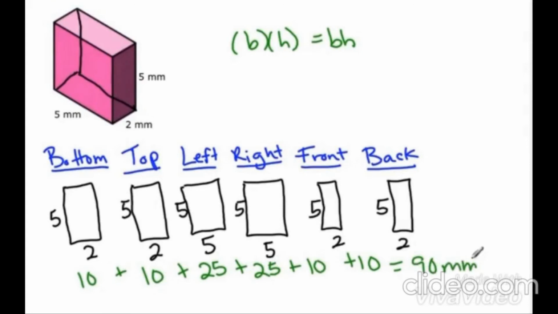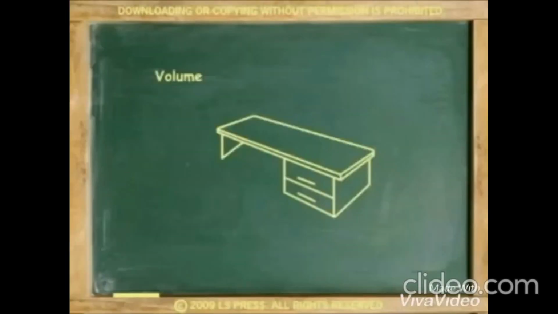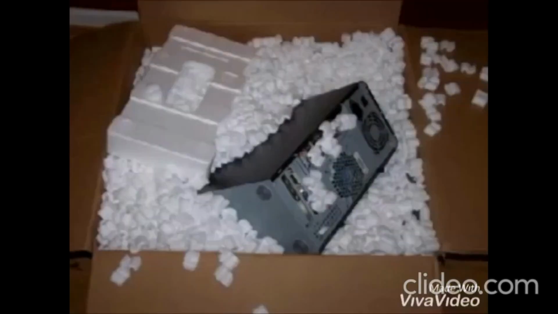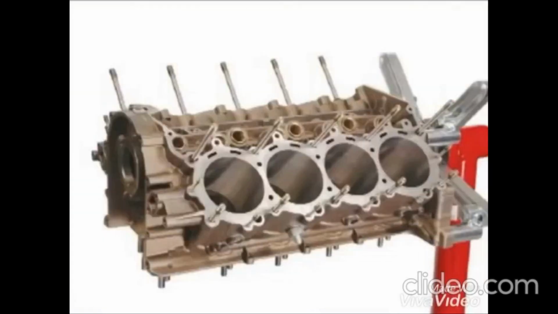To find the volume of the box needed to pack this desk, multiply the length times width times height of the desk. Volume measurements are given in cubic units, for example, cubic feet or cubic meters. Volume is the way space is measured. Space could be a room, a box, a warehouse, or the inside of an automobile engine.